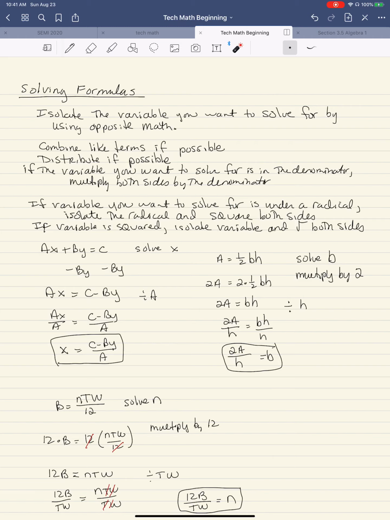Now divide both sides by tw, because this is all multiply, so do it at once. Divide by tw, divide by tw. The tw's cancel, and you're left with n equals 12b over tw.